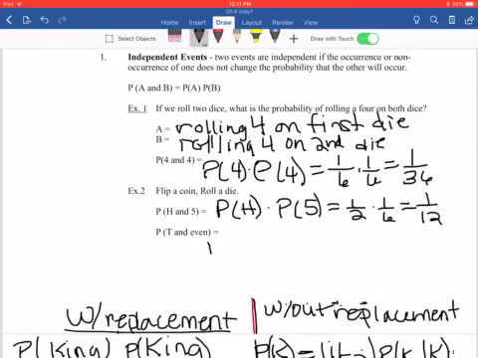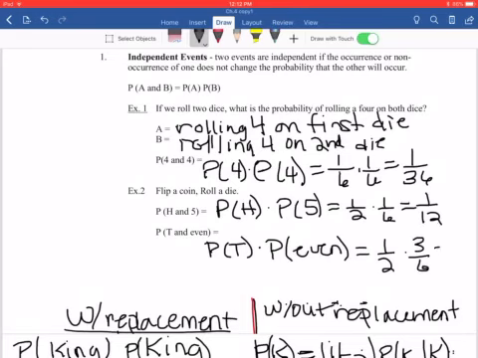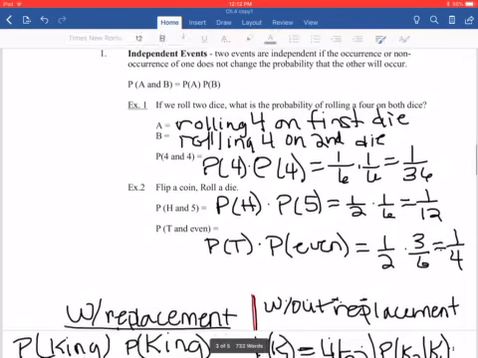What about the probability of tossing the coin and getting tails and getting an even number? Again, the flipping of the coin does not change the probability of rolling the die, so they are independent. We multiply the probability of getting tails times the probability of getting an even number. Tails is 1/2. How many even numbers are there on a die? 2, 4, and 6, so that's 3 out of 6, or 1/2. So we get 3/12, or 1/4. Make sense?